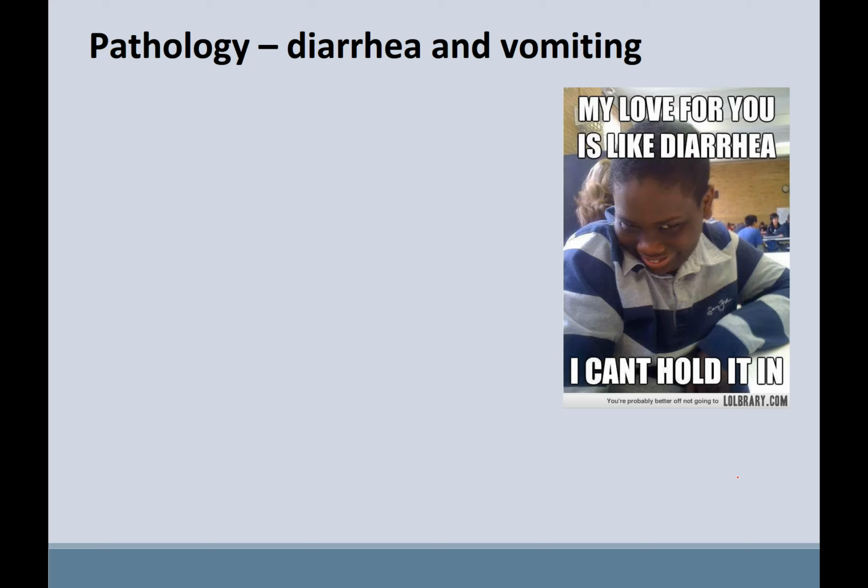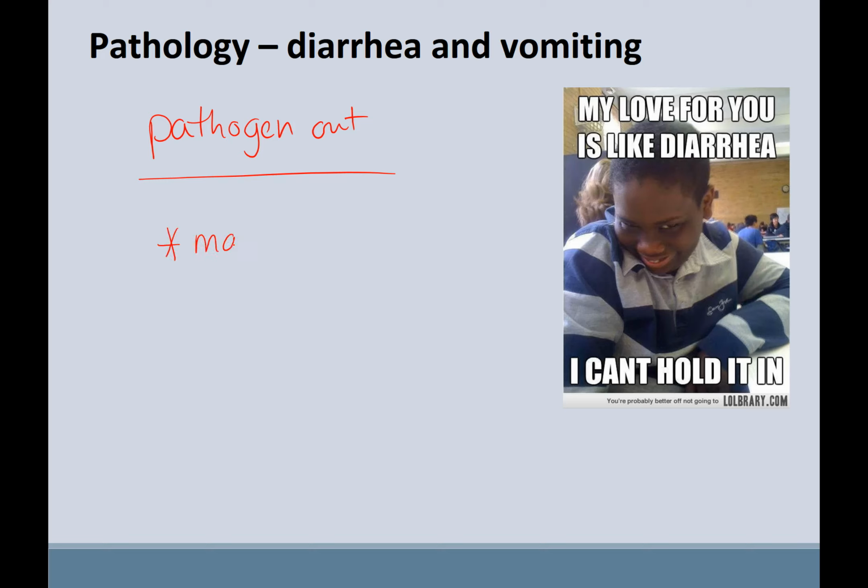So diarrhea and vomiting, super great ways for pathogens to get out of the body, right? So it helps you get rid of the pathogen so it doesn't continually replicate. And it helps the pathogen get out so it can hopefully get to a new host. And a lot of diarrhea and vomiting is caused by toxins. They damage the cells, the cell lining gets leaky, and you get all this water coming out.